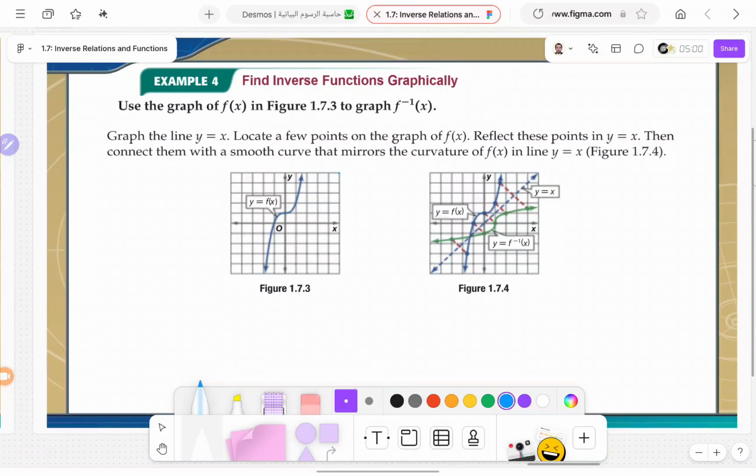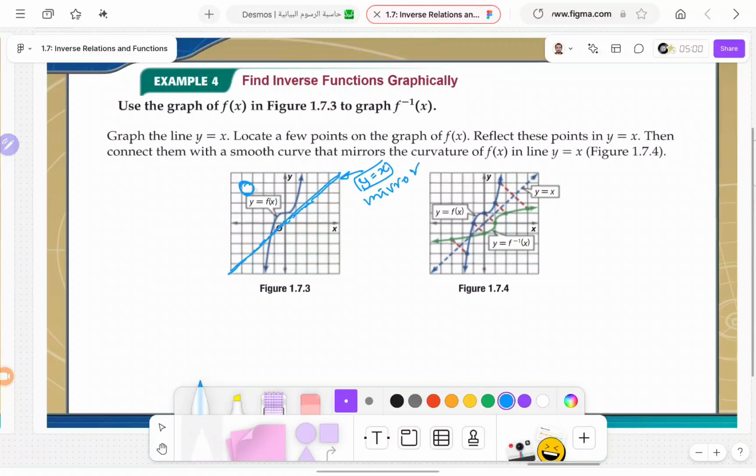Let's say I have a circle here, it's just a mirror. The mirror is like this diagonal line, and the name of that line is y equals x. So now this y equals x is the mirror.